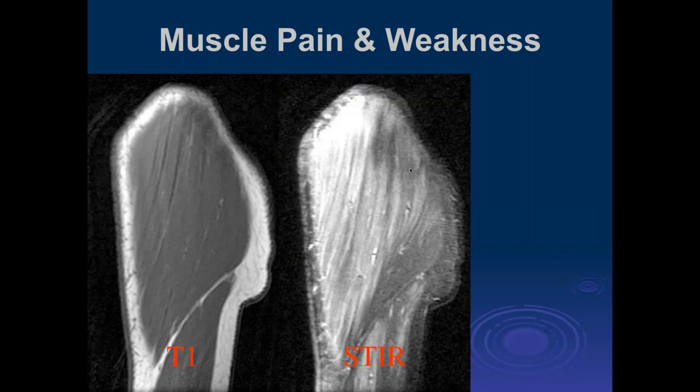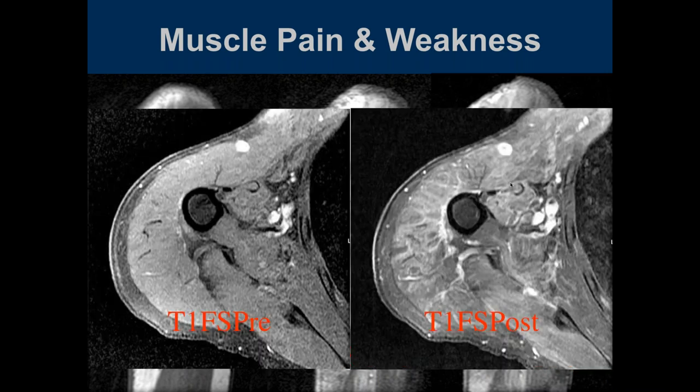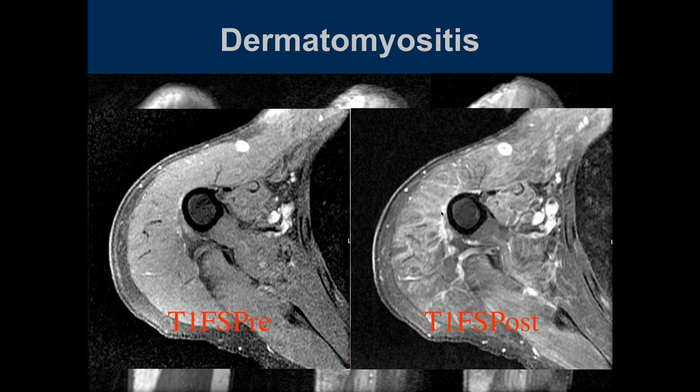T1, the STIR shows a lot of edema within the muscles. The T1 fat sat post, we need a pre to really determine it. Probable enhancement, but here we got the axials, which show that there is enhancement in this kind of spidery, non-mass-like manner, which we see here, involving a number of muscles. Like myositis? Yeah, this was actually dermatomyositis. Putting it in the myositis group is great.